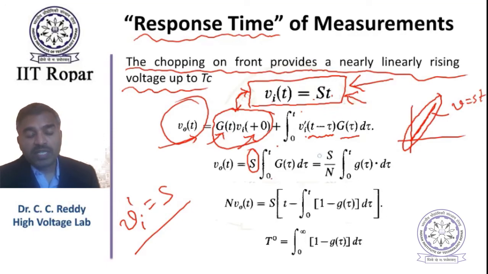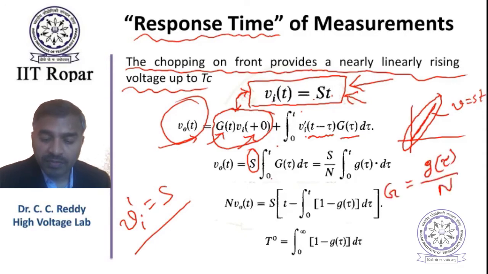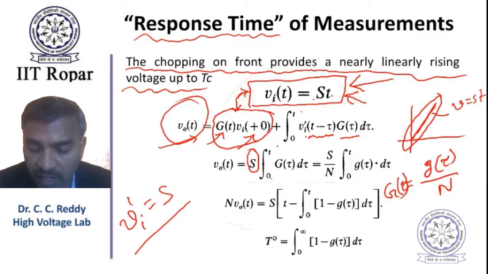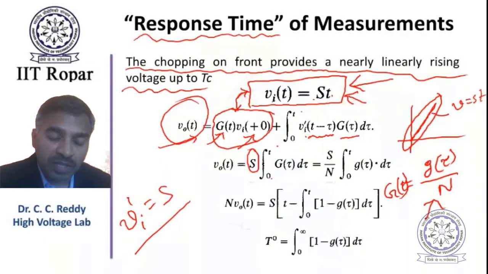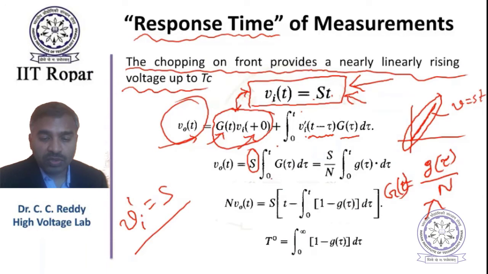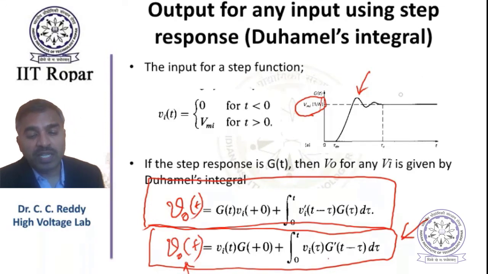Now G of tau is the step response, right? G of tau is the step response. Now I define small g of tau divided by N as capital G of tau. Why do I define this? N actually is the ratio of steady state voltages from input to output. I will go back and show you. Here, whatever I get at the divider output on the oscilloscope, will it be of the same value as the input?